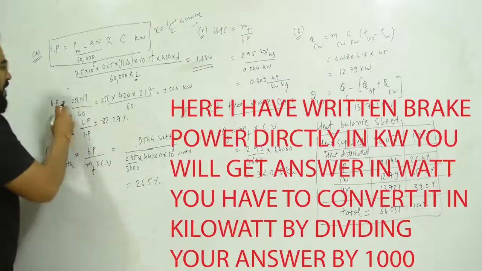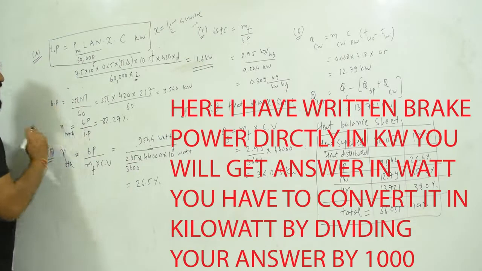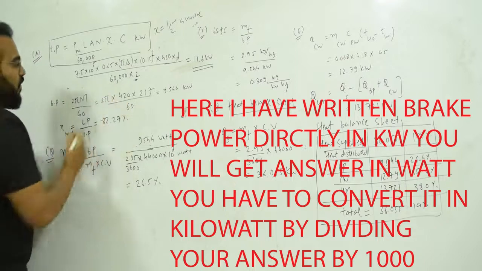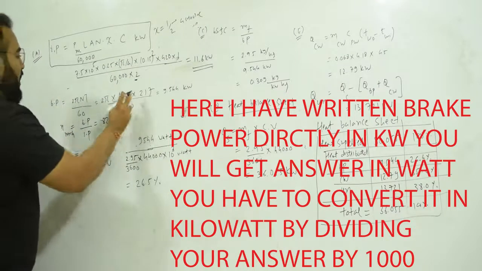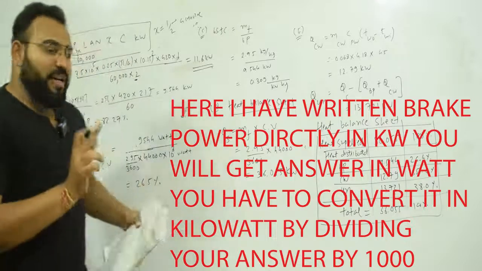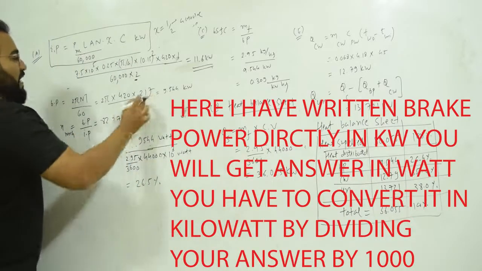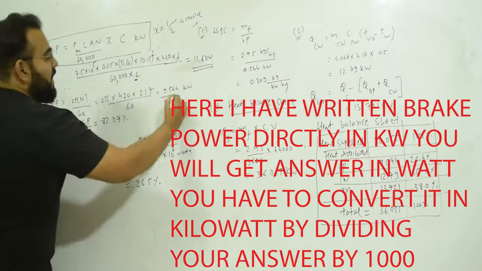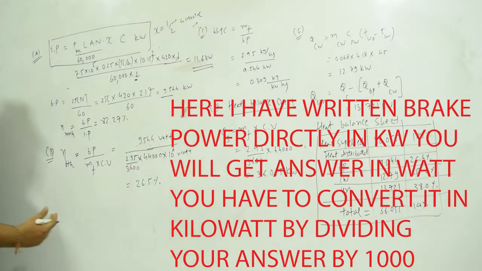Now we will find brake power. We know that brake power is equal to 2 pi N T upon 60. So 2 pi, RPM is 420, and the braking torque given in the example is 217 Newton meter, divided by 60. So this will be 9.544 kilowatt.